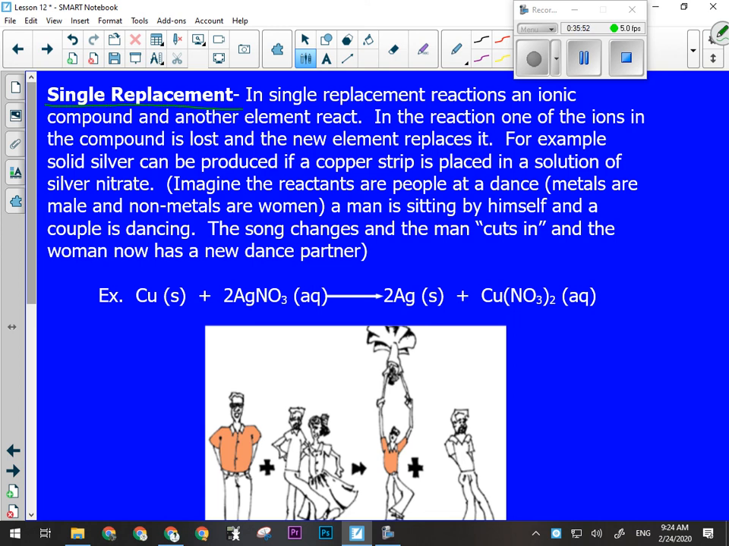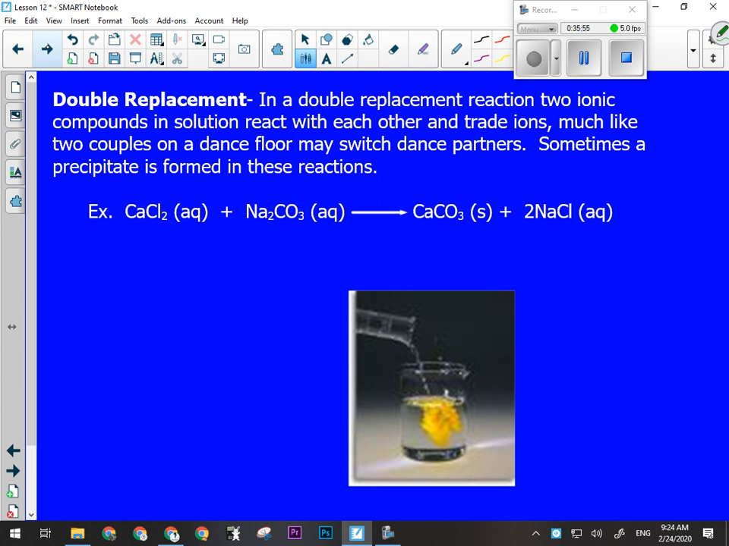The last kind, double replacement. In a double replacement, 2 things get replaced. So instead of having an element and an ionic compound, in a double replacement reaction, we have 2 ionic compounds. Basically, it's 2 couples dancing, and they just switch partners. So I end up with 2 new couples on the other side.